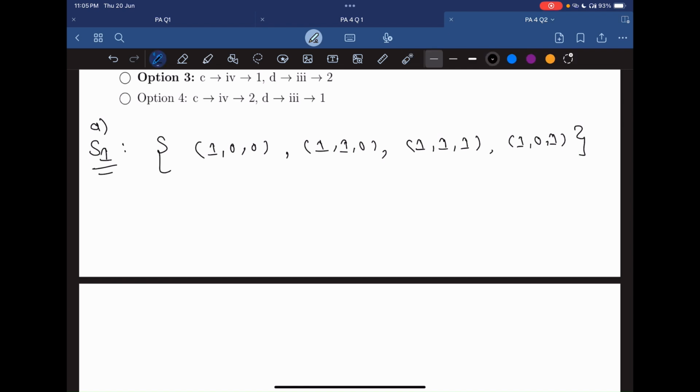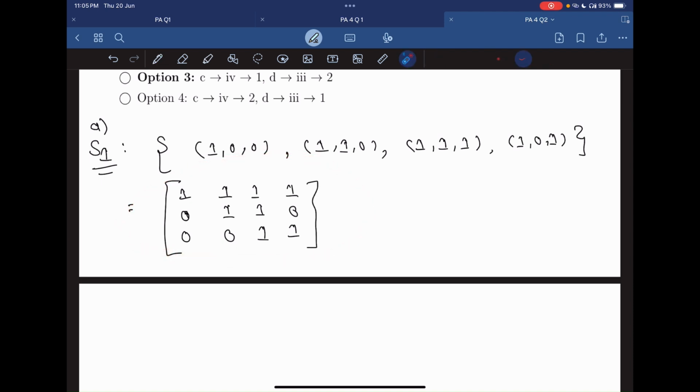Now, if we want to find the dimension of this set, then what we can do is we can put each vector column wise and we got this matrix. We will try to row reduce this matrix and the number of pivot elements will give us the dimension of the spanning set spanned by these vectors. So one can clearly say that this matrix is already in REF form and the number of pivot elements are 1, 2 and 3. So the dimension of spanning set of S1 is 3.